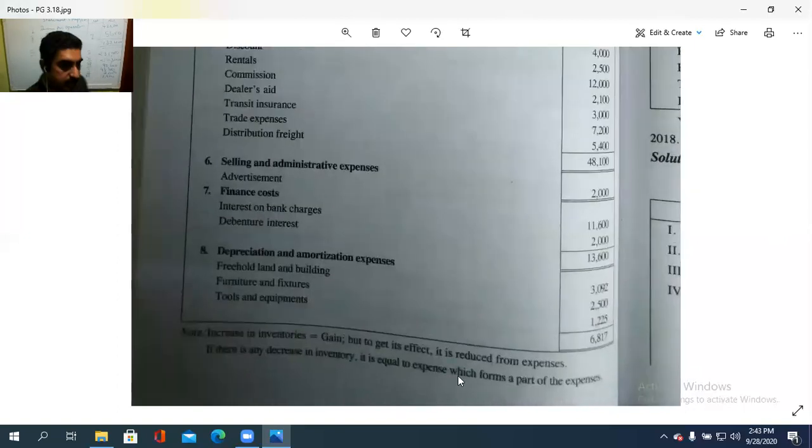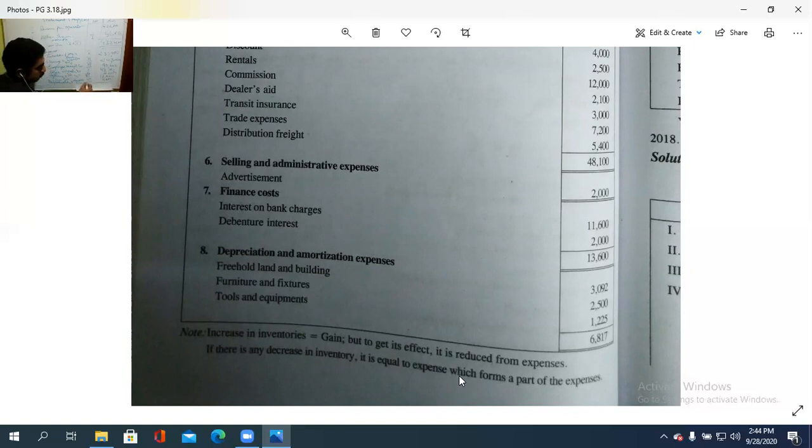6,817. So 6,817, what is that? Item depreciation and amortization expenses. Amortization of expenses, that is the 8th one. That is how much? 6,817.